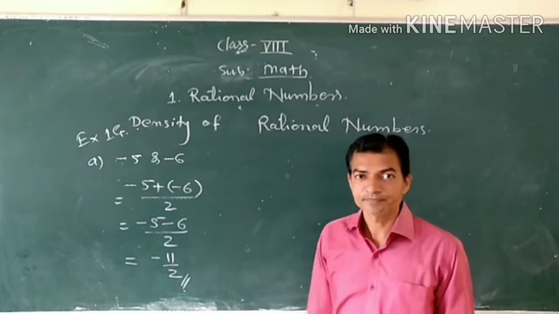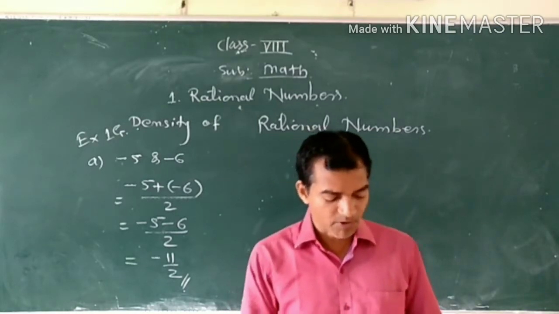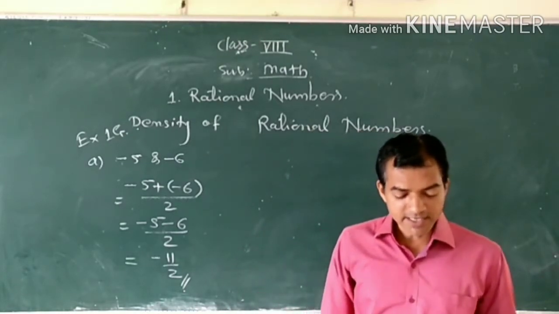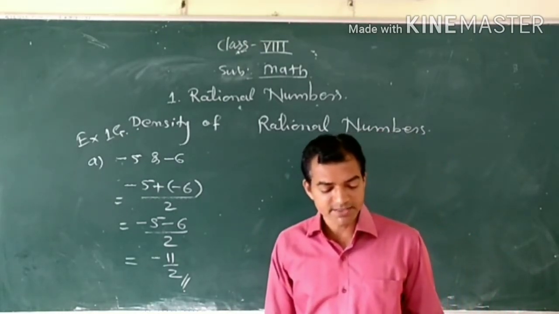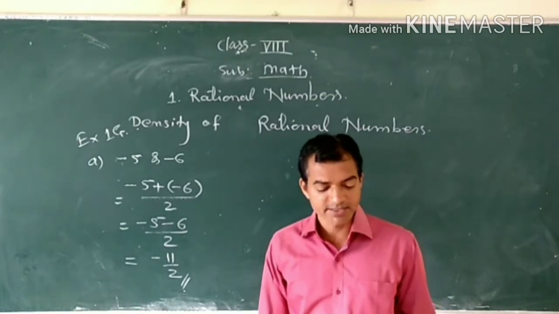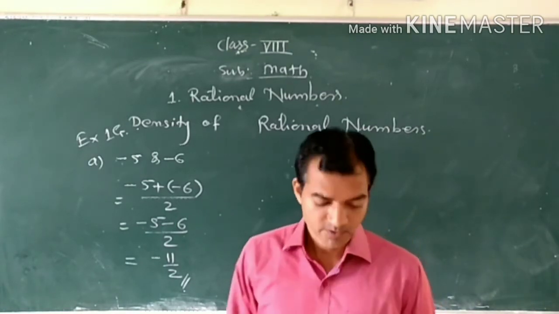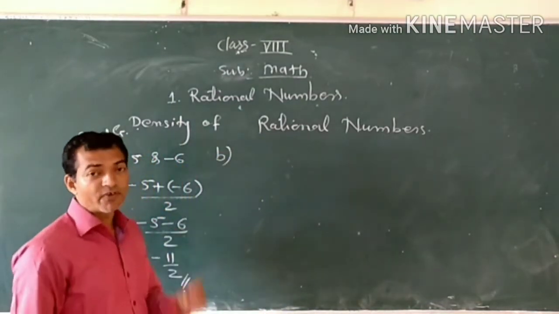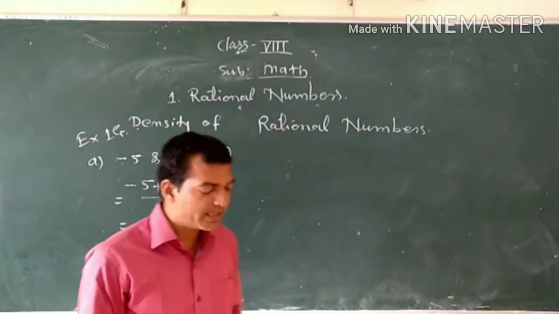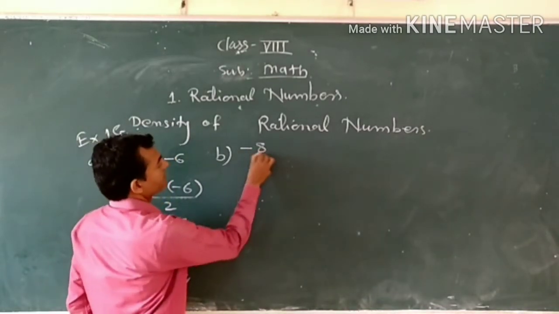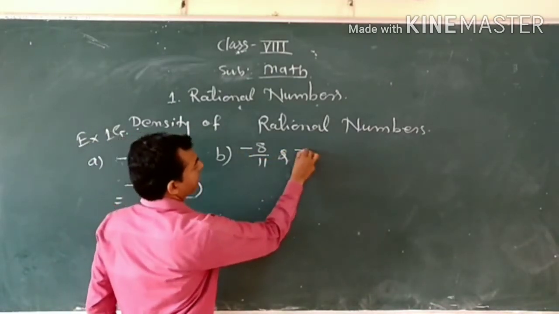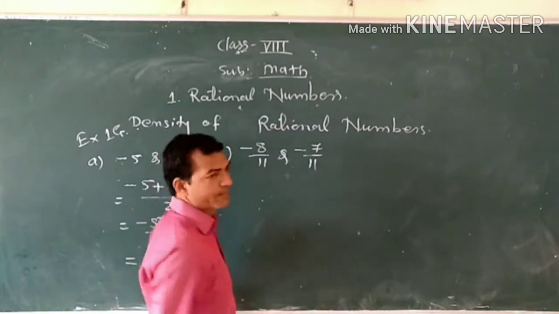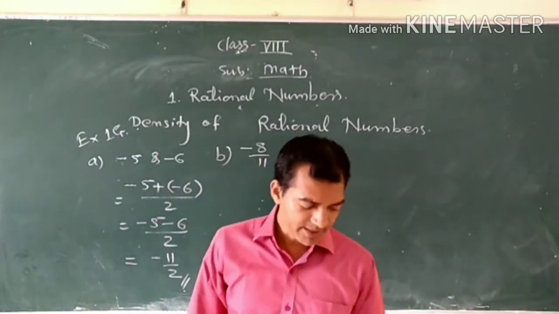Write down this. Now the next problem. Find a rational number between -8 by 11 and -7 by 11. Okay, second problem, see here. You have to find a rational number between -8 by 11 and -7 by 11.